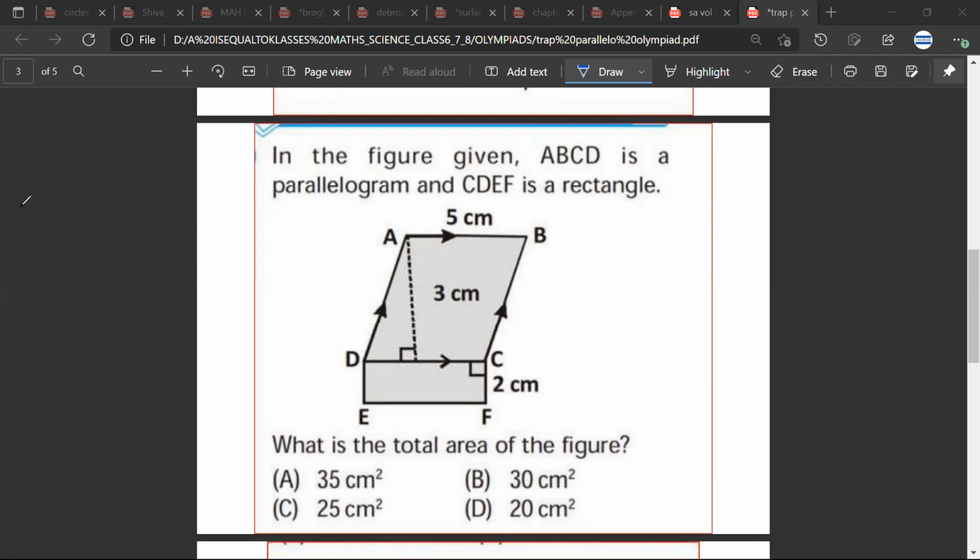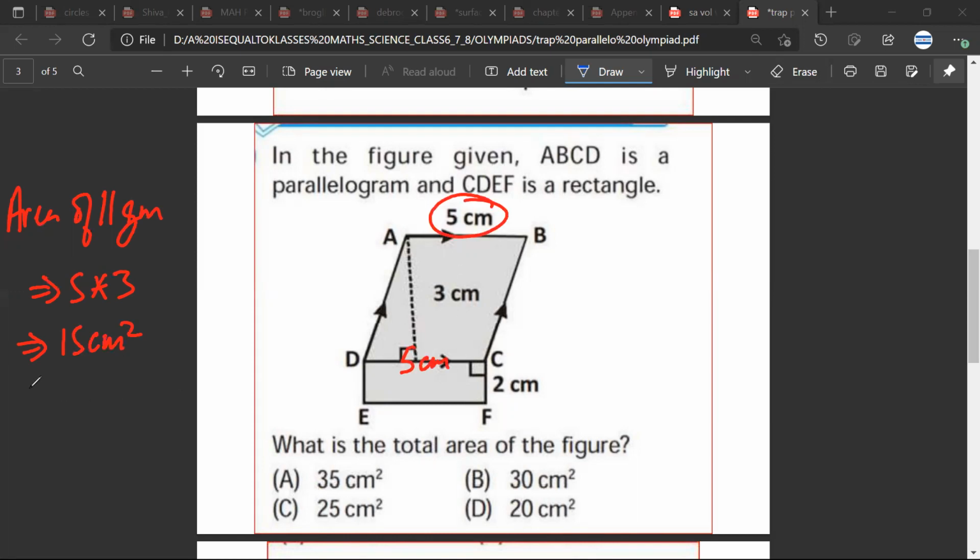So first we have to find the area of the parallelogram. So we have to do 5 into 3, which is 15. And then we have to find the area of the rectangle. So we have to do 5 into 2, which is 10. So 10 plus 15 is 25 centimeters square.